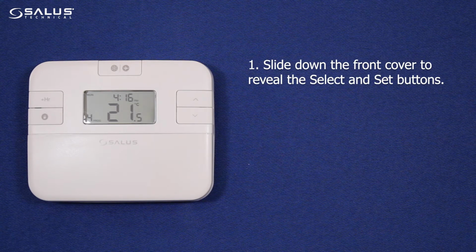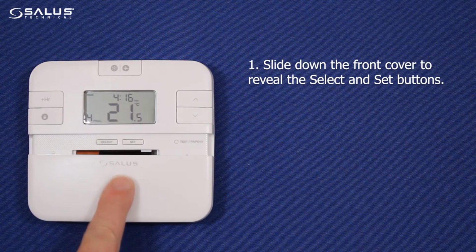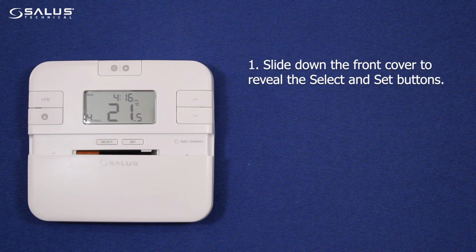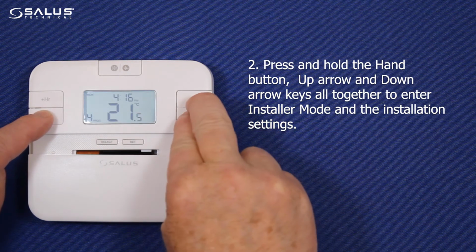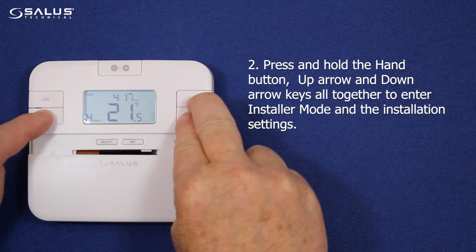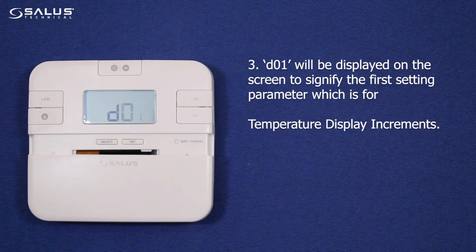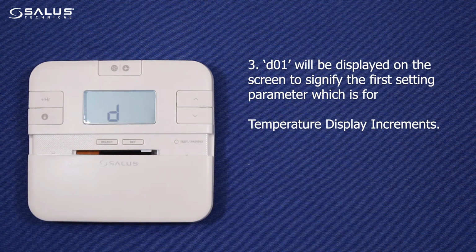1. Slide down the front cover to reveal the select and set buttons. 2. Press and hold the hand button, up arrow, and down arrow keys altogether, to enter installer mode and the installation settings. 3. D01 will be displayed on the screen to signify the first setting parameter, which is for temperature display increments.